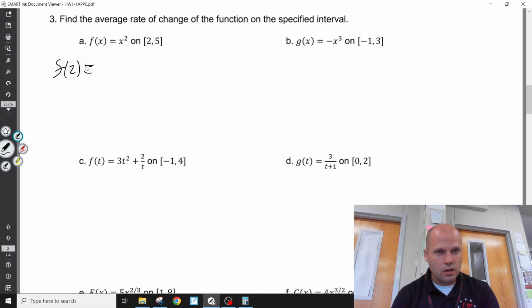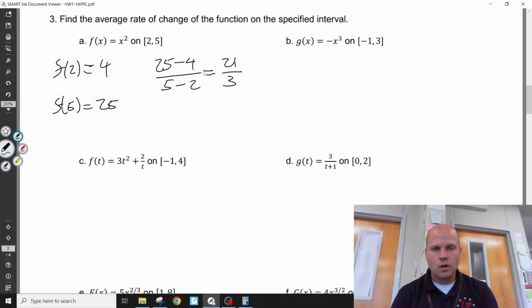So plugging in 2, I get 4. Plugging in 5, I get 25. Well, my y's increased by 21 as my x's increased by 3. So that's a total of 7. On average, f of x goes up 7 y's per x over the interval 2 to 5.